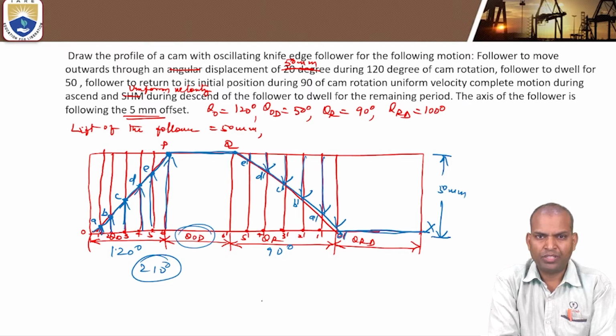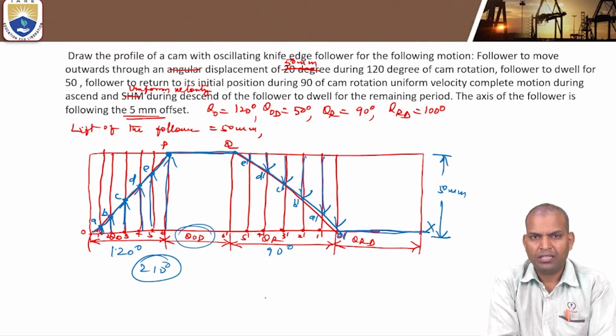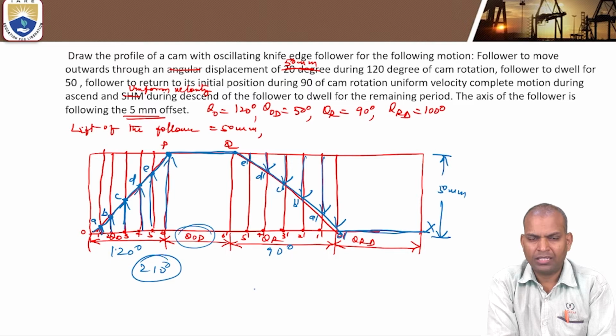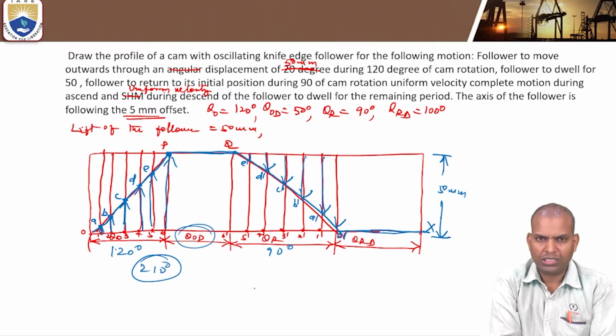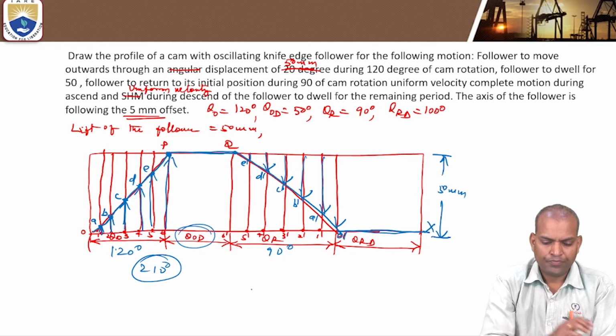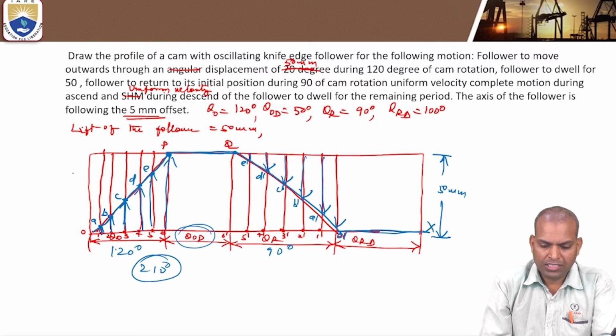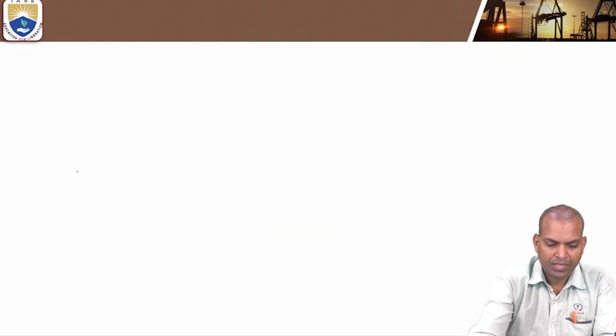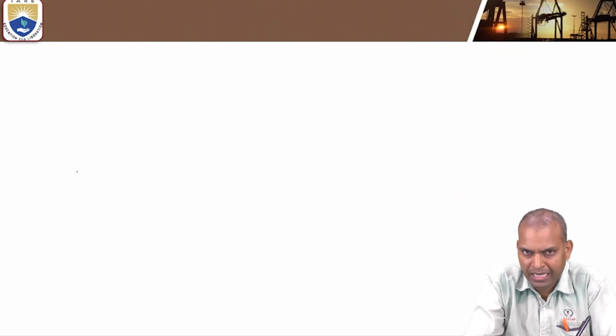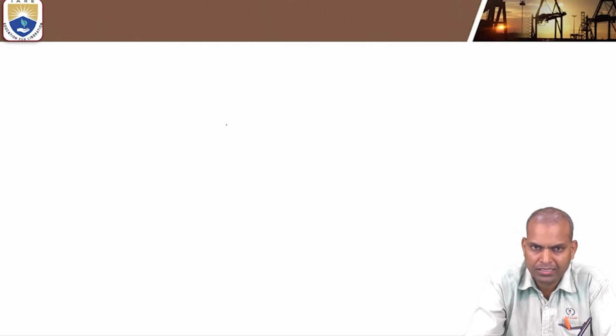For a maximum angle means it takes more time. So that's why the time taken for the angle of ascent is more than the time taken during descent. Okay. Now this is the displacement diagram. Next, we have to draw the cam profile by using this displacement diagram. In other words, the displacement diagram is the prerequisite for drawing the cam profile.